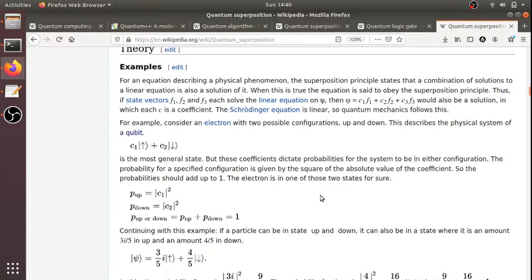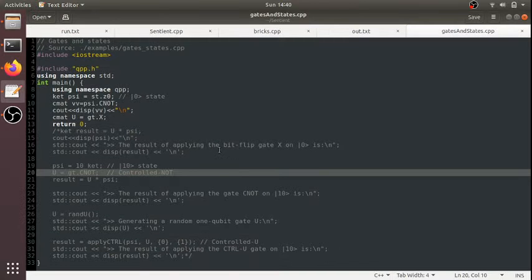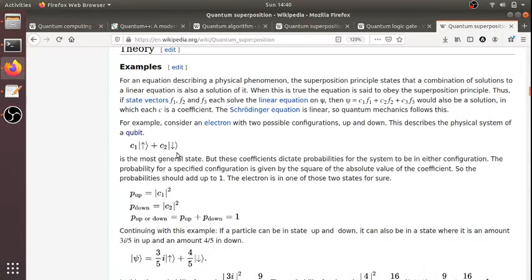Anyways, okay, the physical system is a qubit. So now if I have to do a probability, I need a real quantum computer, some kind of online one. We'll see to that. I don't know who will run it for me, but I want to see it for myself. For example, consider an electron with two possible configurations, up and down. This describes the physical system for the qubit, C1 and C2.